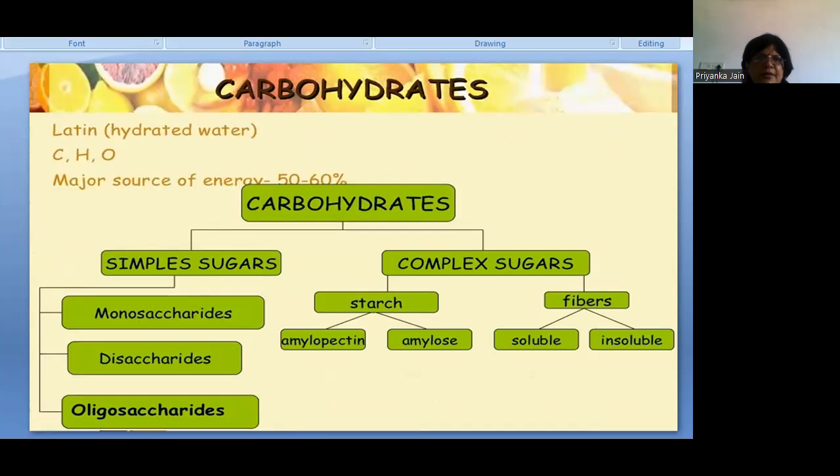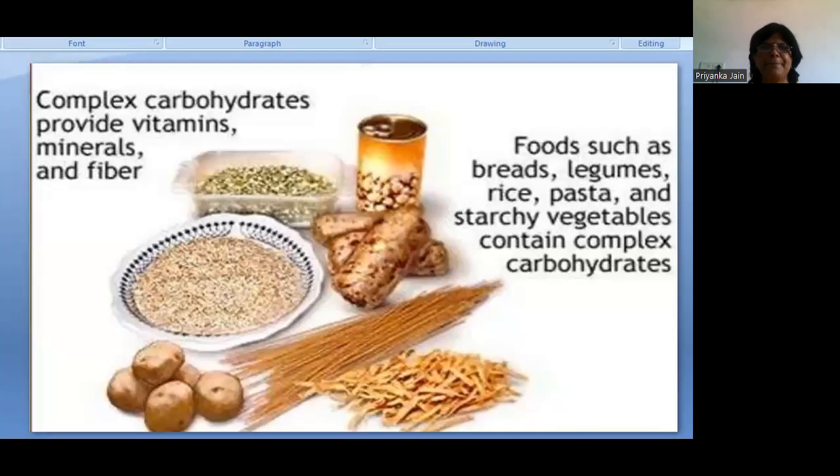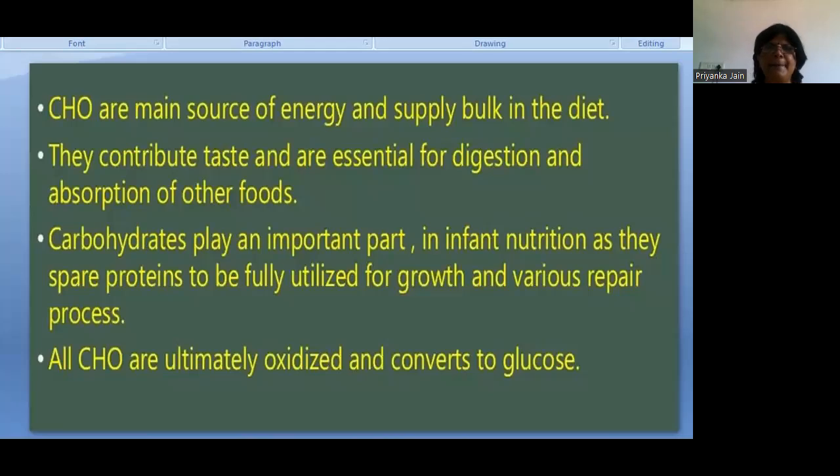Now, carbohydrate. Major source of energy, 50 to 60% requirement for the body. Carbohydrates like simple sugar, complex sugar. Simple sugar like monosaccharides, disaccharides. And complex sugar like starch and fibers. Starch means amylopectin, amylose; fibers are soluble and insoluble. Now complex carbohydrates provide vitamins, minerals, and fiber. Foods like bread, legumes, rice, pasta, and starchy vegetables contain complex carbohydrates also.